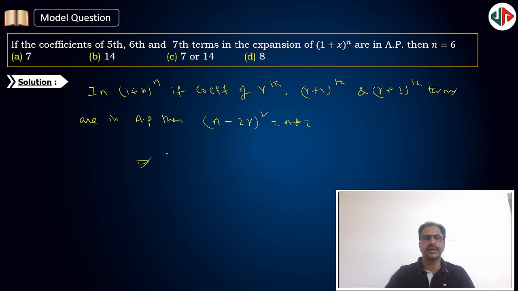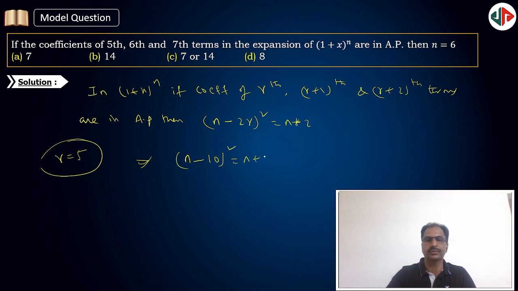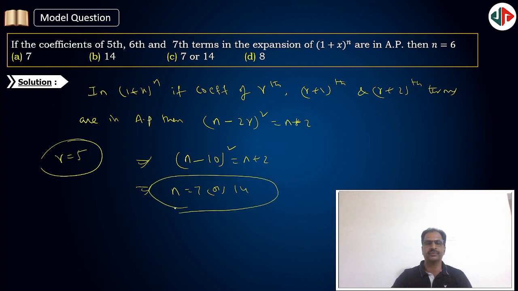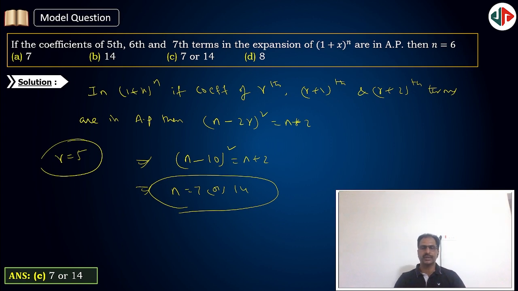Let us apply this formula. Here, what is our coefficient of 5, 6, 7? It means r is equal to 5 for us. So (n minus 2r) whole square, 10 whole square, is equal to n plus 2. You can solve this or you can do it by verification. By verification, the value of n is 7 or 14. 7 or 14 satisfies this. Option C. Or expand it, you get a quadratic equation, solve that quadratic equation, and find the values of n.